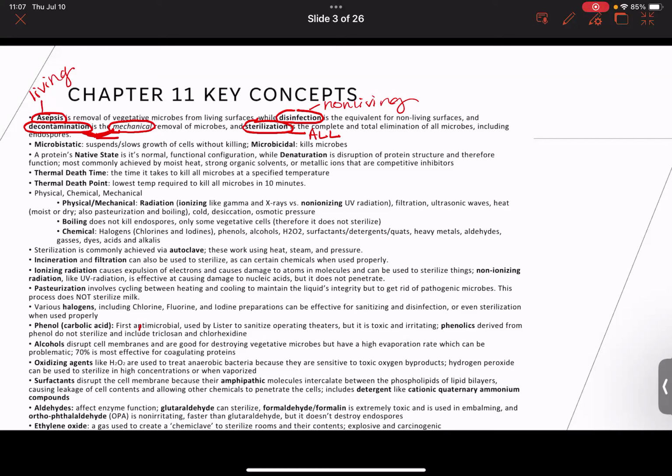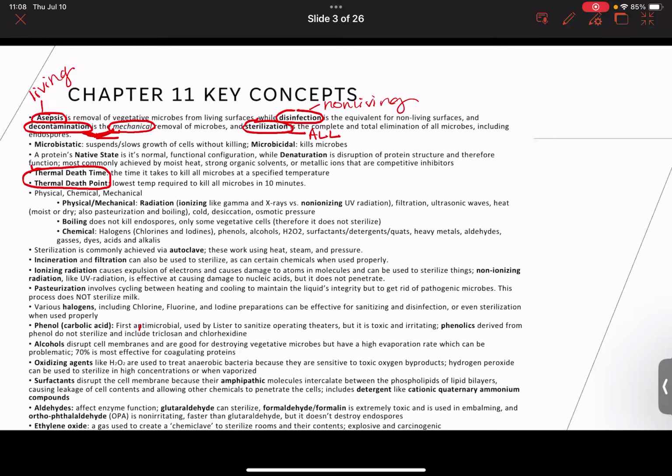The native state of a protein or DNA, either way, the native state is its functional state, where it normally functions, and we can disrupt that using heat and pH and other chemicals. If you're using heat, you can measure the effectiveness of something based on how long it takes to kill it or based on the temperature that it takes to kill it. So thermal death time is the time that it takes to kill all microbes or a specific microbe, depending on what you're testing. The time that it takes to kill the microbe at a specified temperature.